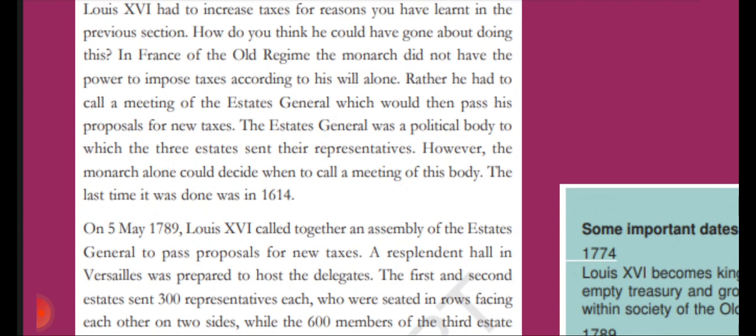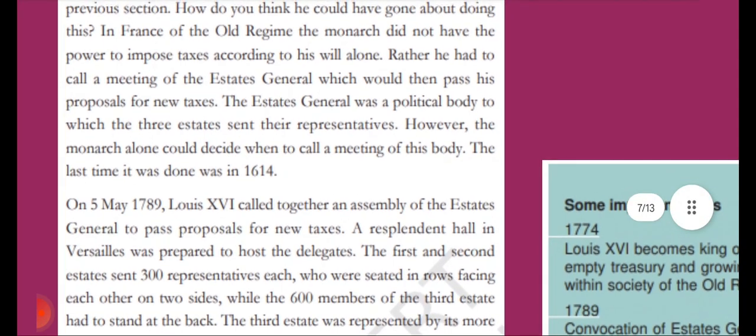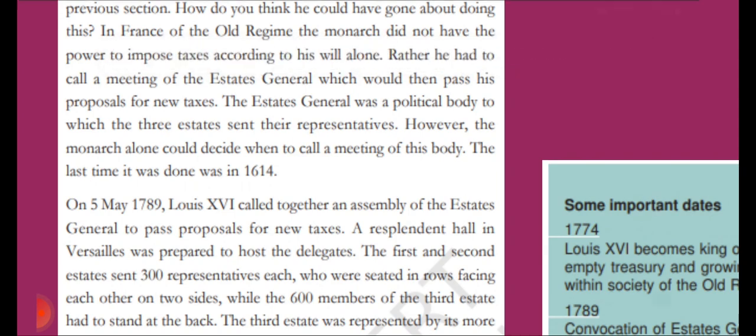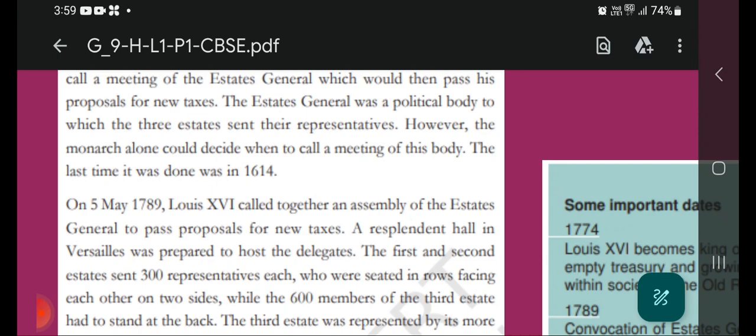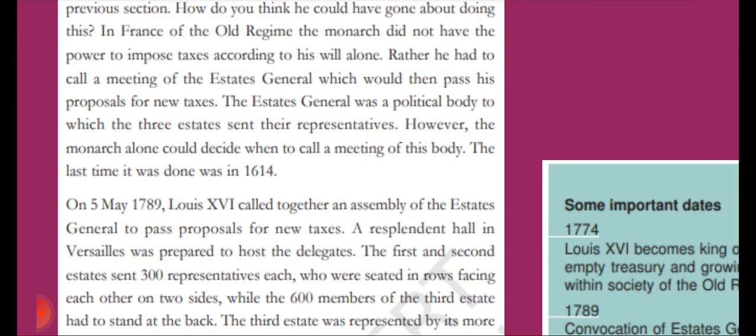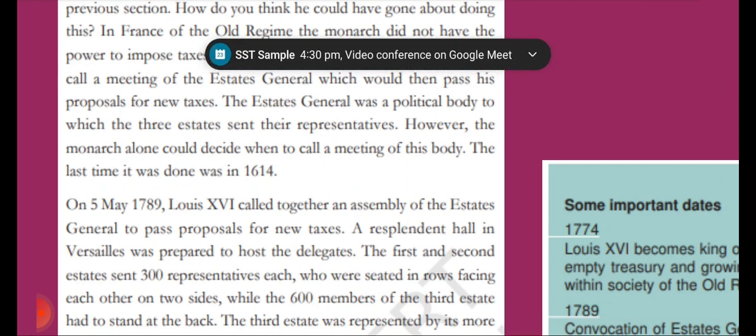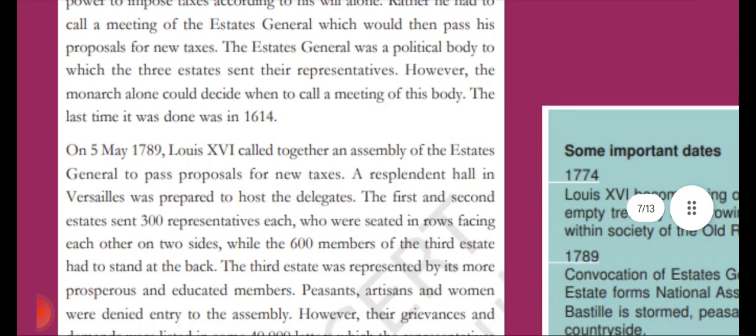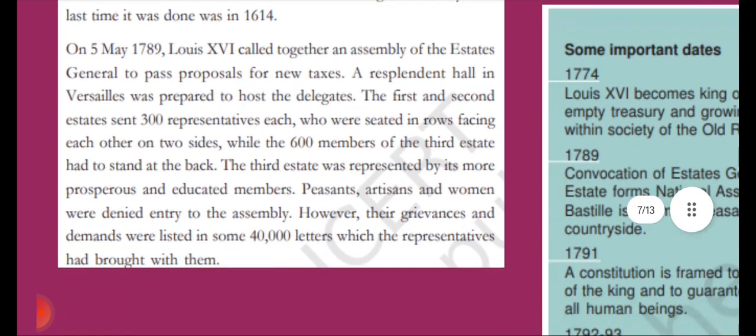In France of the old regime, the monarch did not have the power to impose tax according to his will. Rather, he had to call a meeting of the Estates General, which would then pass his proposals for new taxes. The Estates General was a political body to which the three estates sent their representatives. However, the monarch alone could decide when to call a meeting of this body. The last time it was done was in 1614.